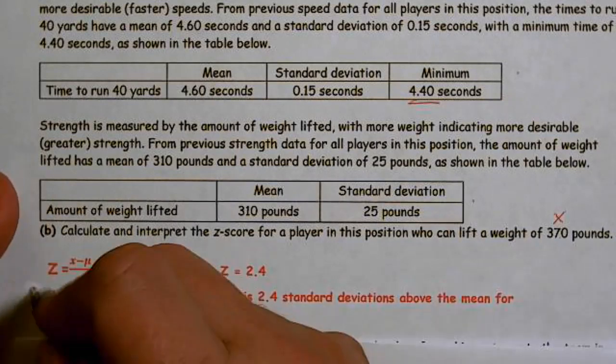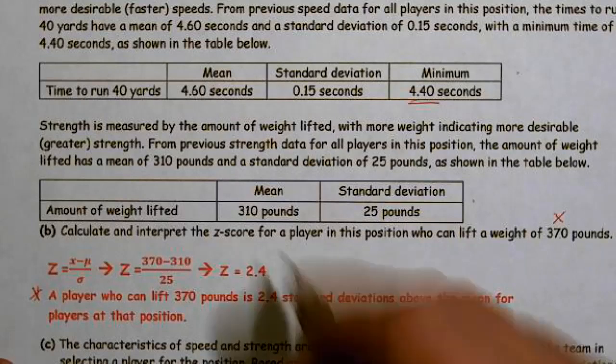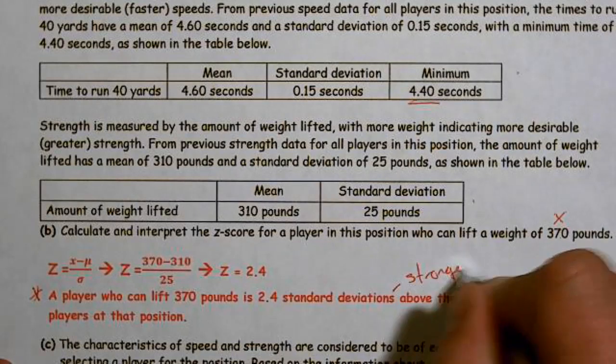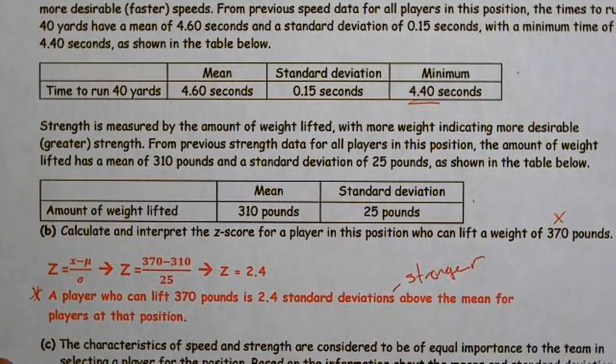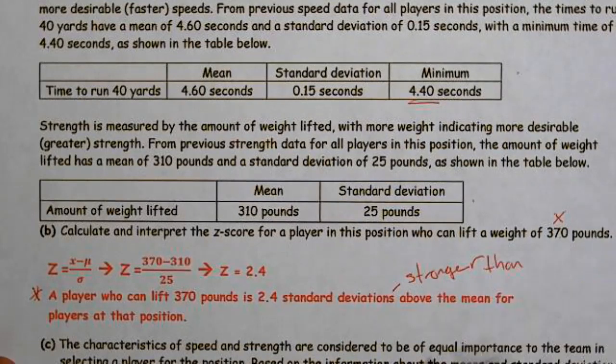I need to put this in context. My context is this: a player who can lift 370 pounds is 2.4 standard deviations above the mean player for that position. He's 2.4 standard deviations stronger than the mean player for that position. It'd probably be better if I had said 2.4 standard deviations stronger than the mean for that position, because that puts it in context.